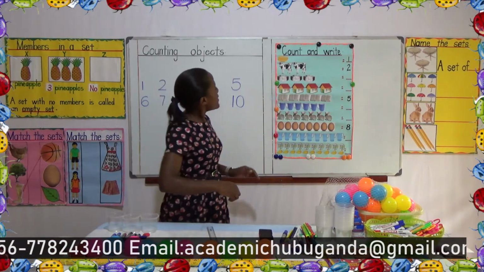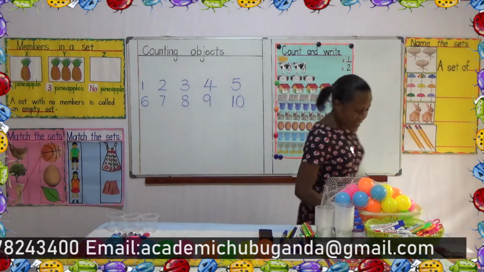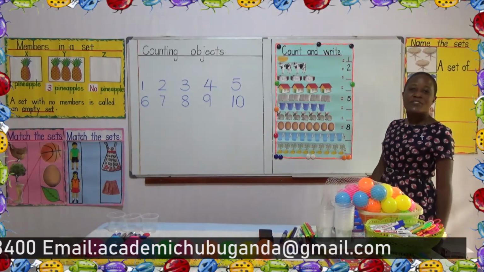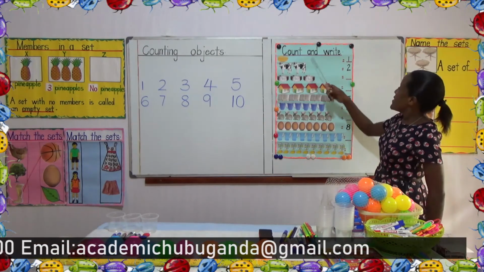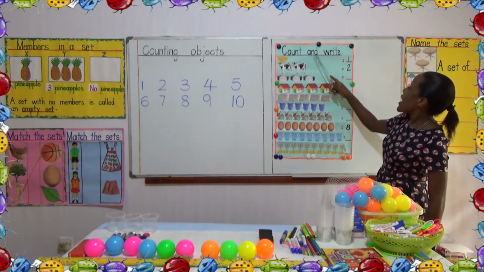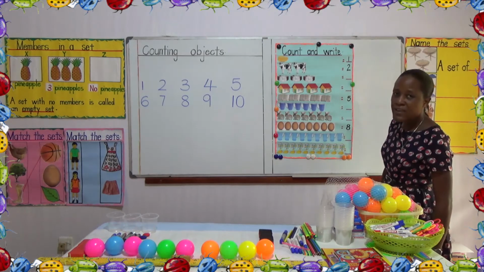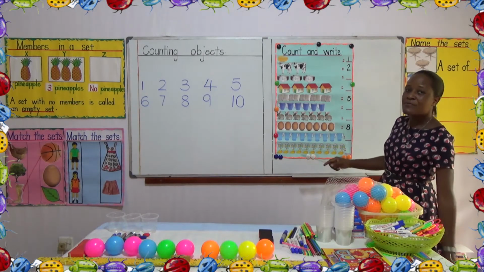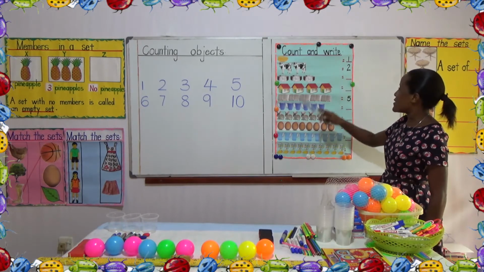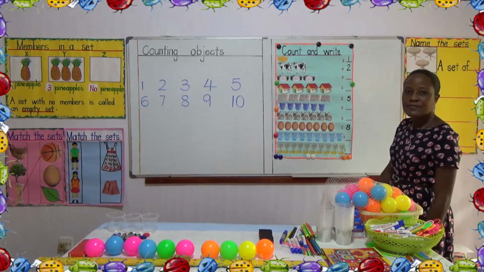I have put my chart there. And what does it say? Can we read together, class? Children, let's read together. Count and write. It is telling us to count and write. Everybody, let's read again. Count and write.